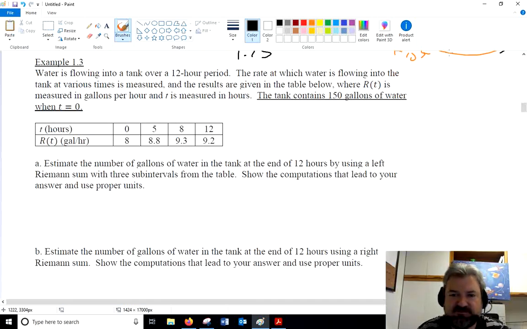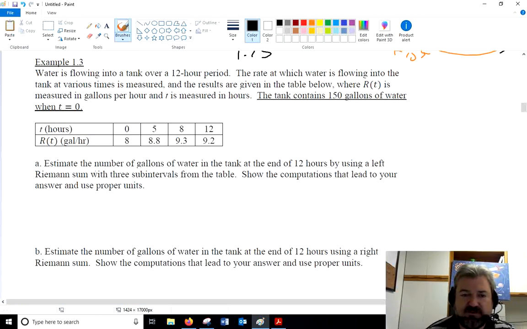All right, water is flowing into a tank over a 12-hour period. The rate at which water is flowing into the tank at various times is measured, and the results are given in the table below, where R of T is measured in gallons per hour and T is measured in hours. The tank contains 150 gallons of water when T equals 0. Okay, so R of T is the rate at which it's flowing. Estimate the number of gallons of water in the tank at the end of 12 hours by using a left Riemann sum with 3 subintervals. Show the computations that lead to your answer.